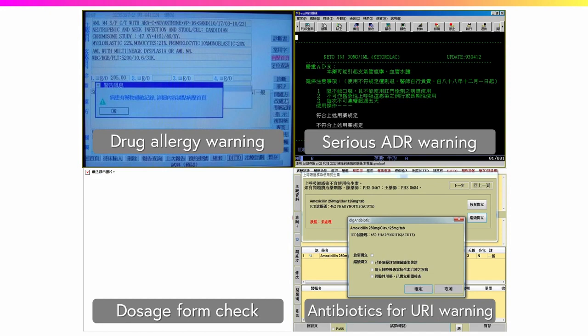In the lower left, the dosage form check can prevent drugs from being split or crushed and administered by inappropriate routes, such as nasogastric tube. In the lower right, if the diagnosis is not compatible with the antibiotic prescribed, the warning message will pop out to warn the physician.